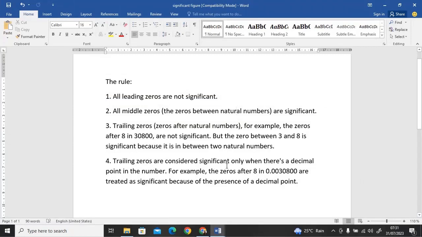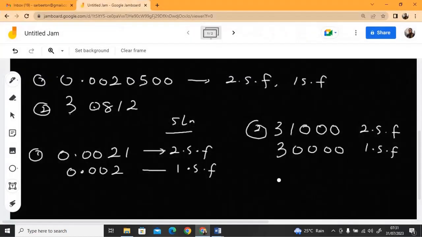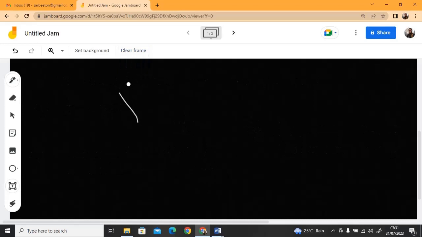Trailing zeros are considered significant only when there is a decimal point in the number. For example, the zeros after 8 are treated as significant because of the presence of a decimal point. Now, what they are saying here, let me scroll down a little bit. I think there's no space again. Let me just clear this one, please. If probably they gave you, because where the problem always starts from is the decimal point. Believe me, it's the decimal point the problem always starts from.